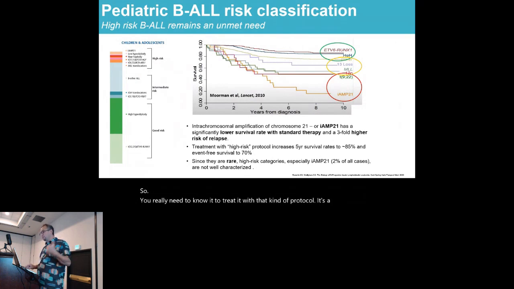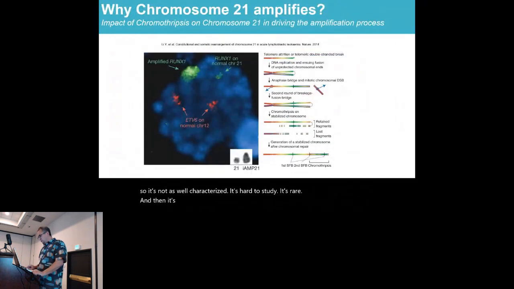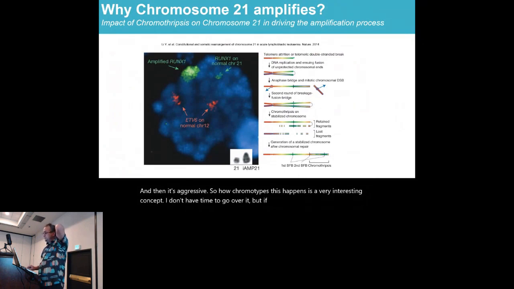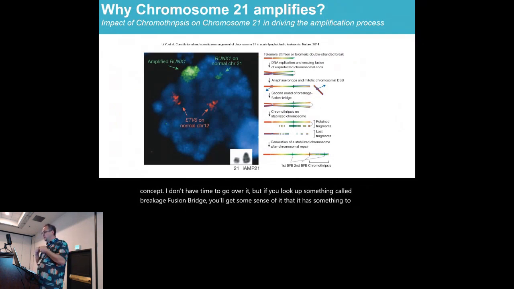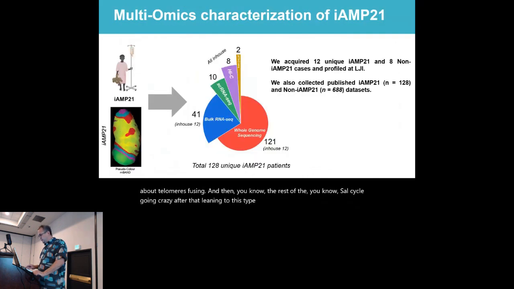It's a rare subtype, so it's not as well characterized. It's hard to study. It's rare, and then it's aggressive. So how chromothripsis happens is a very interesting concept. I don't have time to go over it, but if you look up something called breakage fusion bridge, you'll get some sense of it, that it has something to do with telomeres fusing, and then the rest of the cell cycle going crazy after that, leading to this type of shattering.